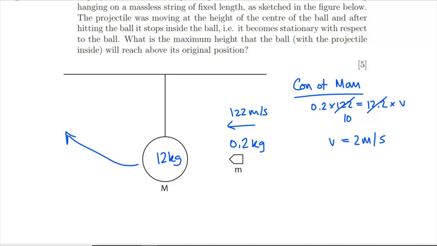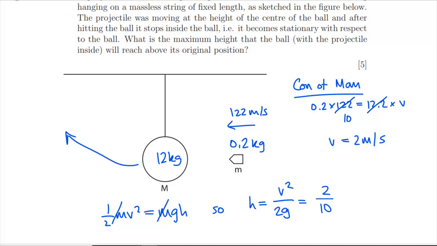Then we can do the conservation of energy swinging up in the air, as in our half mv squared is equal to mgh. So cancel the m's. The h that we want to calculate is v squared over 2g, which equals 2 times 2 over 2 times 10. So 2 over 10, 0.2 meters. If you don't do the conservation of momentum, and you try and do this with conservation of energy, you get a much higher velocity here, and the ball will go much higher.